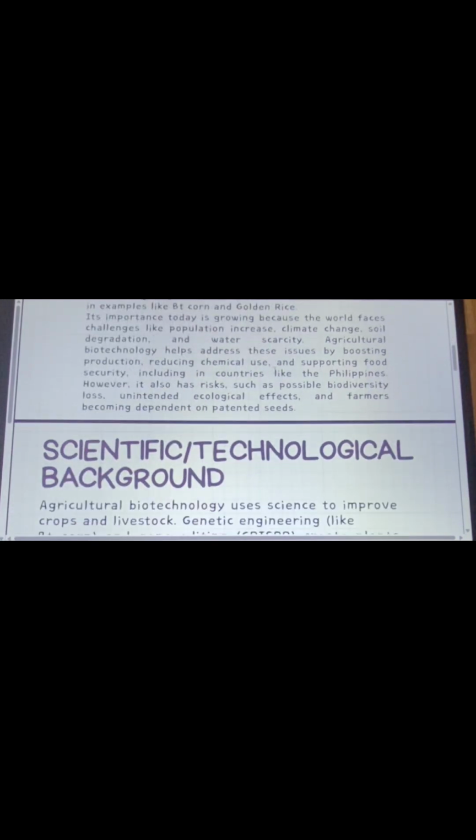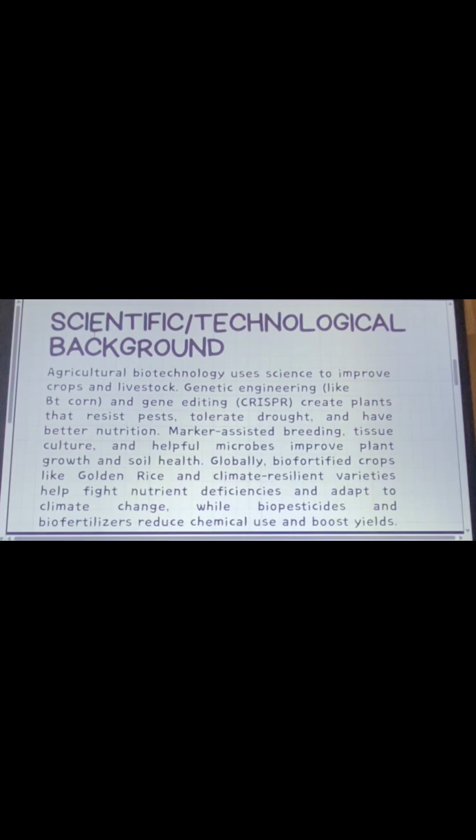Next is the scientific technological background. Agricultural biotechnology uses science to improve crops and livestock, with genetic engineering like Bt corn and gene editing like CRISPR, creating plants that resist pests, tolerate drought, and have better nutrition. So, agricultural biotechnology involves biological and molecular techniques to improve food production.